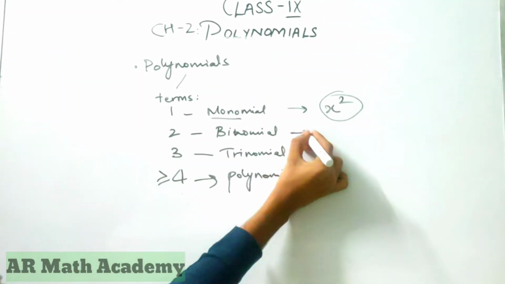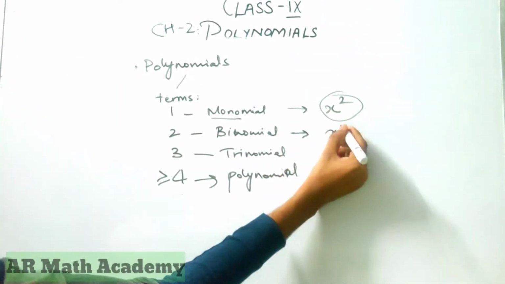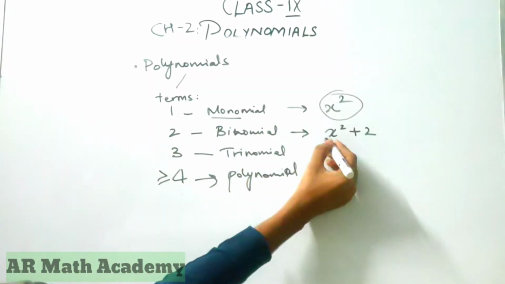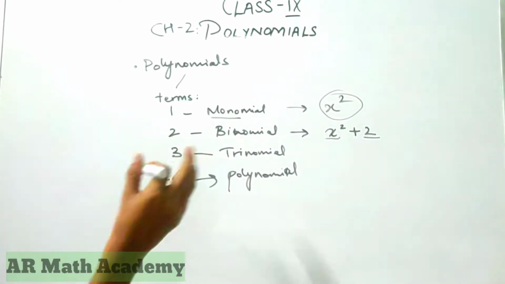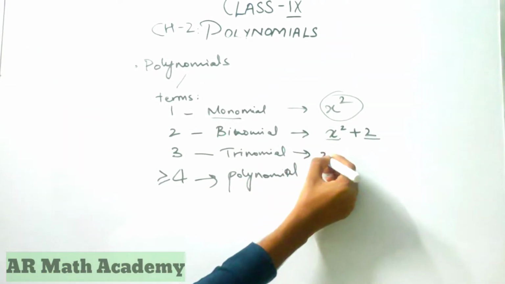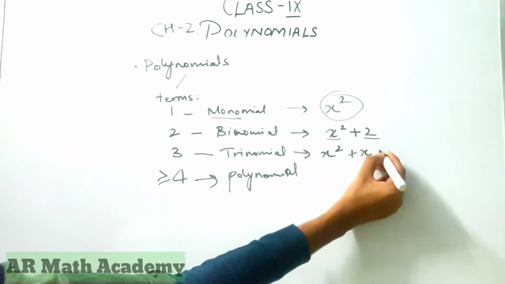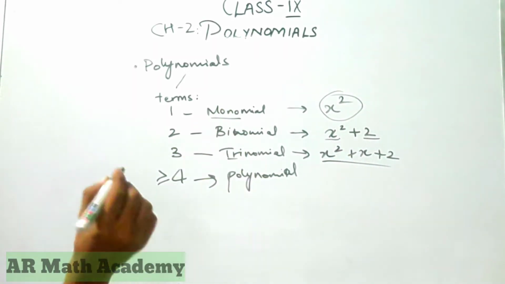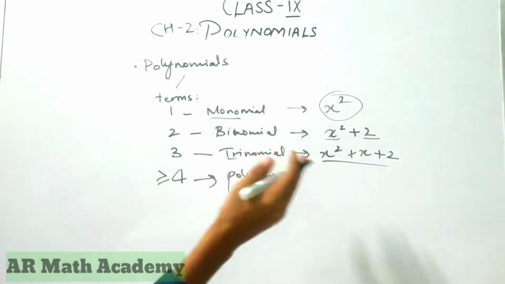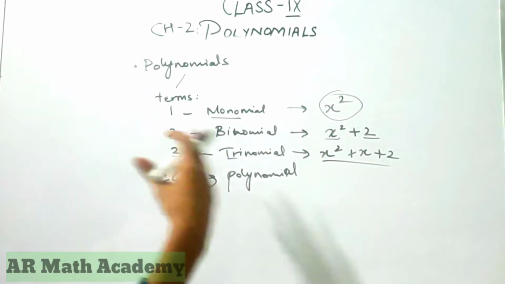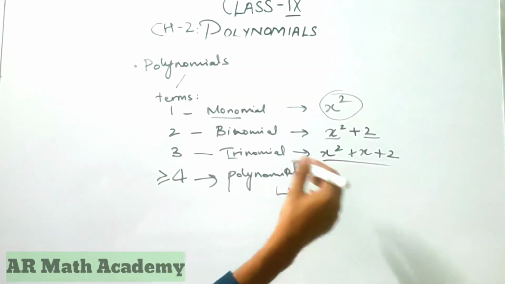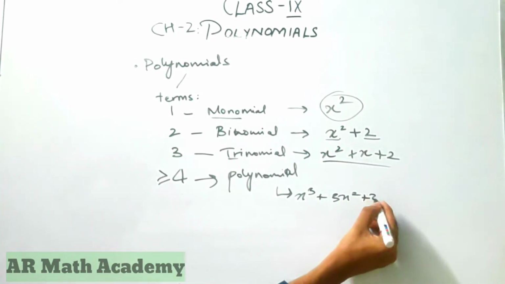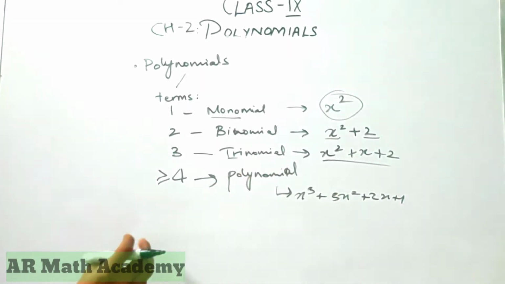Now for the example of a binomial, with the same x square, I am adding another term, 2. So x square plus 2 is a binomial because we have two different terms. Now for a trinomial, with the same x square, I am adding another term: x square plus x plus 2. This is a trinomial because we have three terms in it. As for a polynomial, four or more terms is considered a polynomial. So x cube plus 3x square plus 2x plus 1, or any such expression, is considered a polynomial.